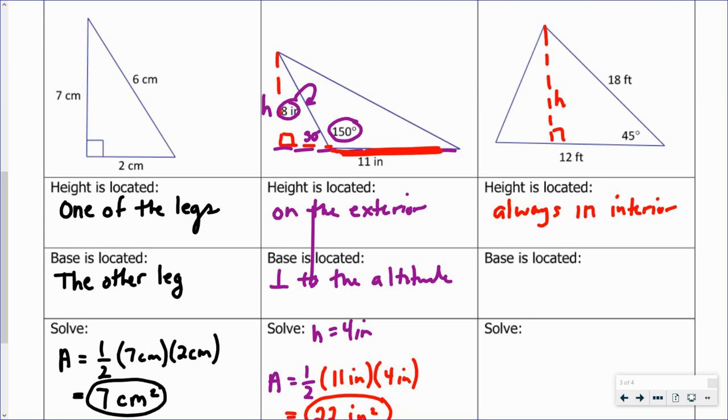The base, again, is going to be perpendicular to the altitude that you draw in. I think I spelled altitude wrong. Let's try that again. Altitude, that's better.